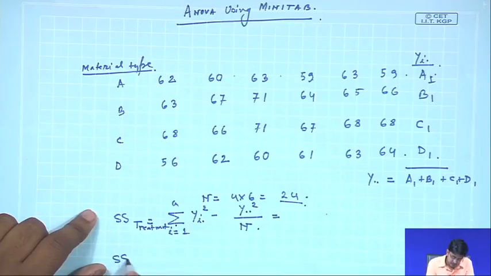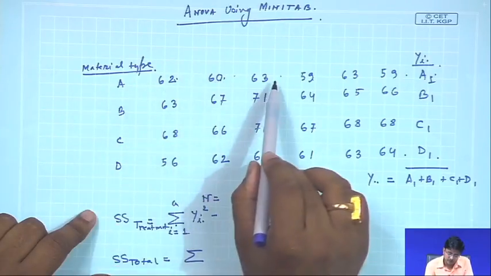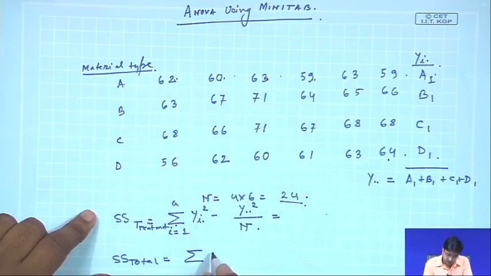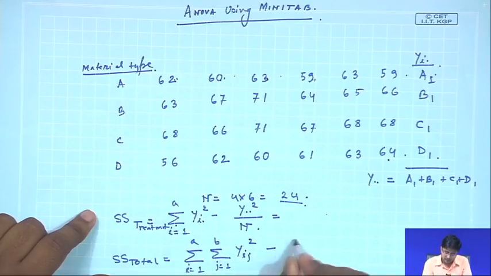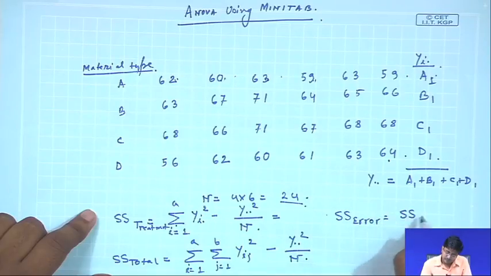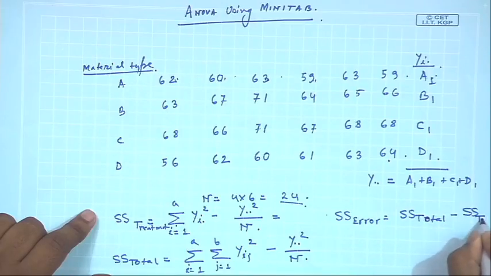Then for SS total, we take all the values squared, that is 62 square plus 60 square plus 63 square plus 59 square, in this manner up to 64 square. So, this will be a double summation, i equal to 1 to a, j equal to 1 to n, y i j square, minus y dot dot square by N. Then SS error will be SS total minus SS treatment.